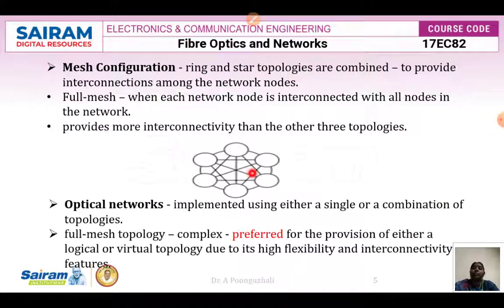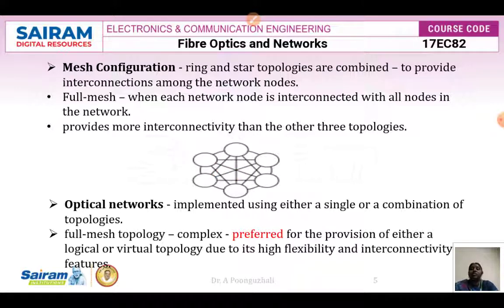The next configuration is the mesh configuration. Mesh configuration is a combination of ring and star topologies. It provides the interconnection between the network nodes. It can be a full mesh network. We call it a full mesh network when each network node is interconnected with all the other nodes in the network. By going for a full mesh, more interconnectivity can be achieved compared to the other three topologies.